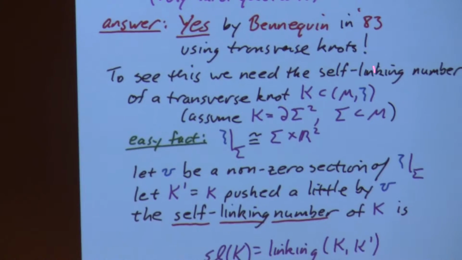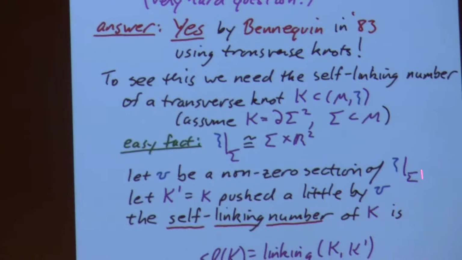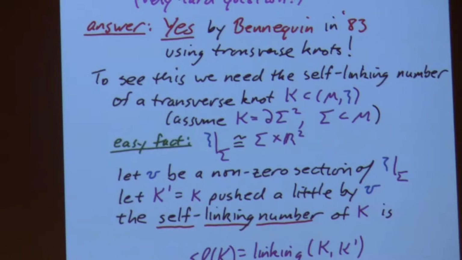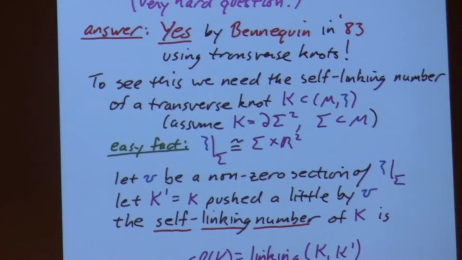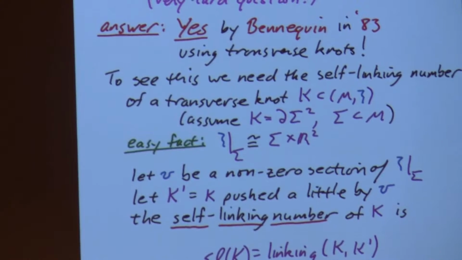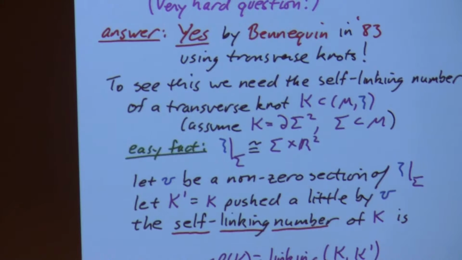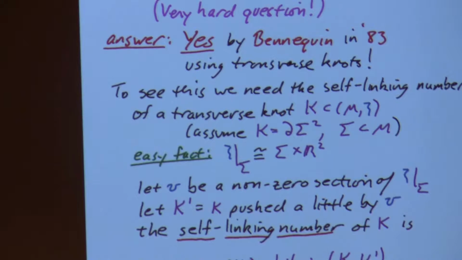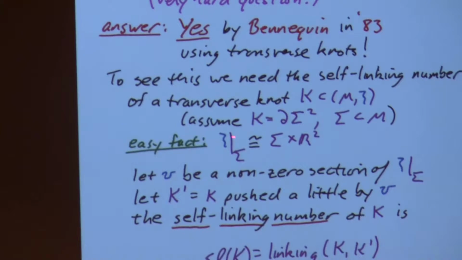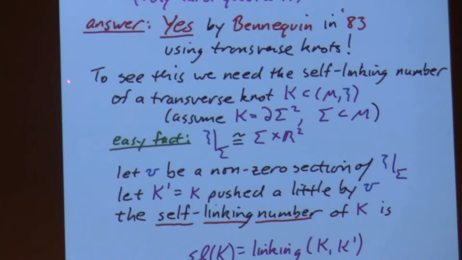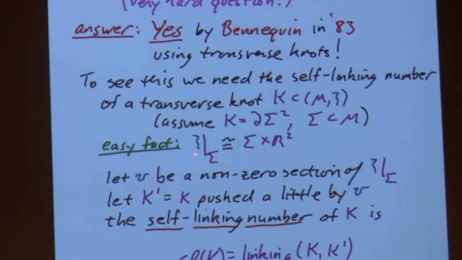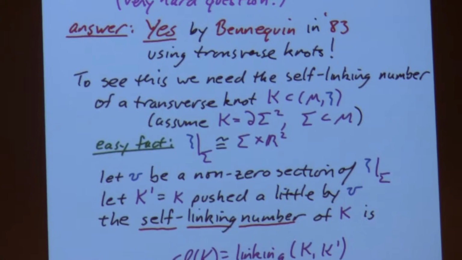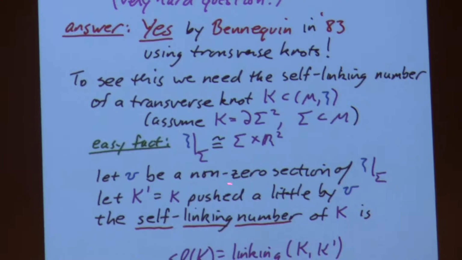But before I can do that, I need a particular invariant of transverse knots that's actually quite easy to define. So if you have a transverse knot, let's assume it's null homologous. That means that it bounds a surface in your manifold. And it's a very easy exercise to see that if you have any plane field, like our contact planes, and you restrict it to a surface with boundary, it has to be trivial. Any oriented plane field is trivial over a surface with boundary.